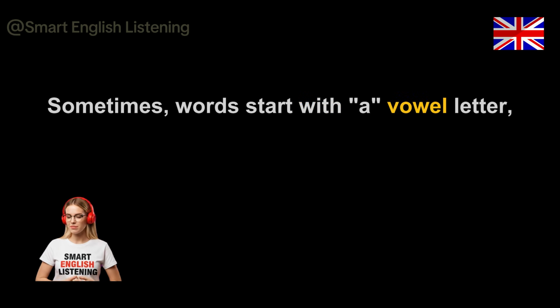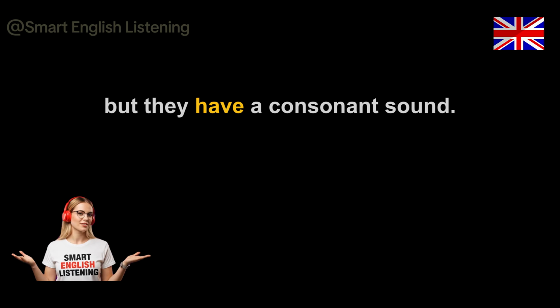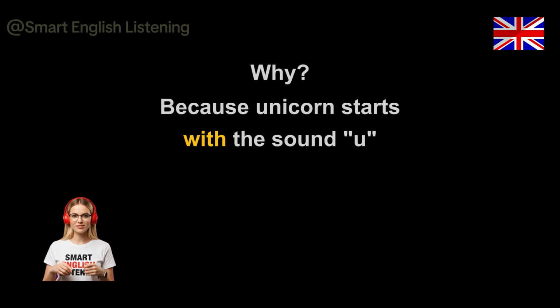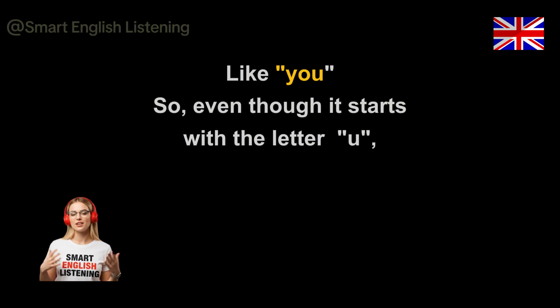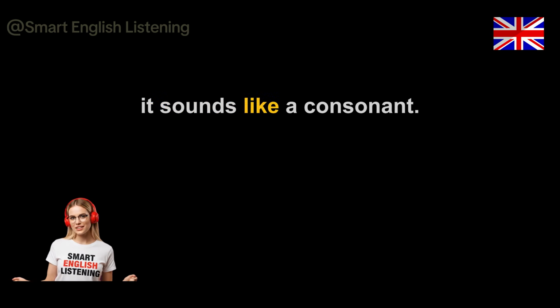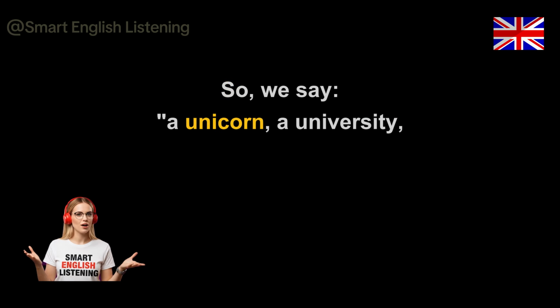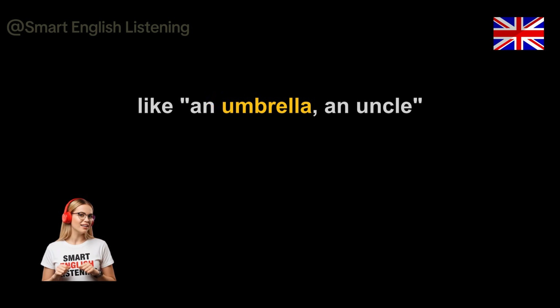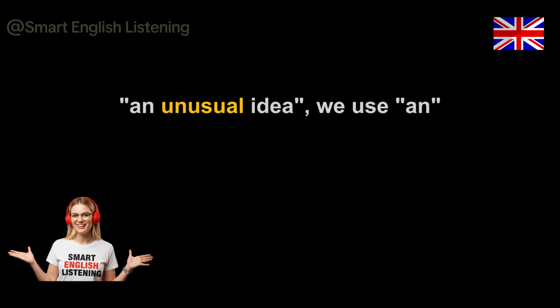Sometimes words start with a vowel letter, but they have a consonant sound. For example, a unicorn. Why? Because unicorn starts with the sound U, like you. So even though it starts with the letter U, it sounds like a consonant. So we say a unicorn, a university. But when the sound is a vowel sound, like an umbrella, an uncle, an unusual idea, we use an.